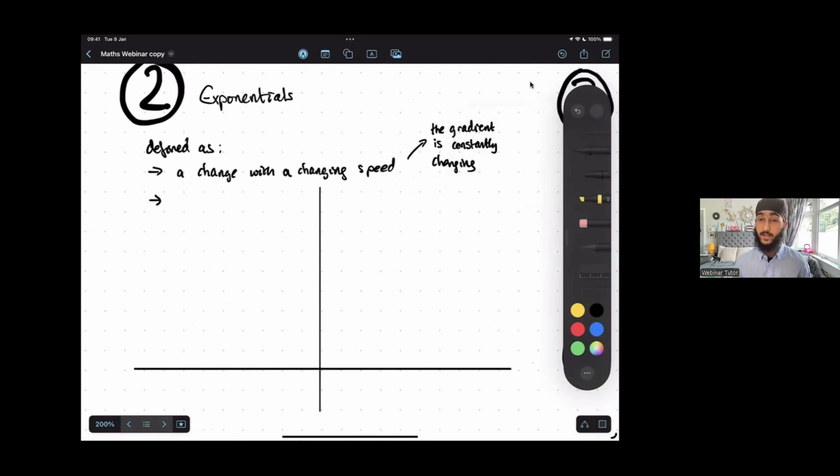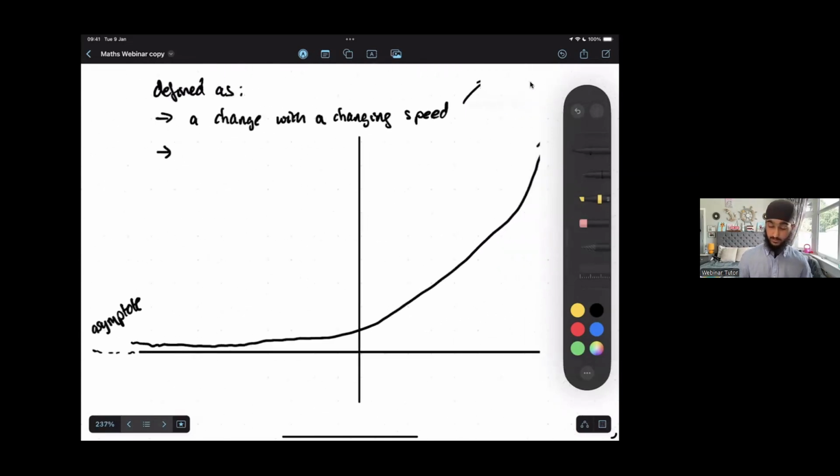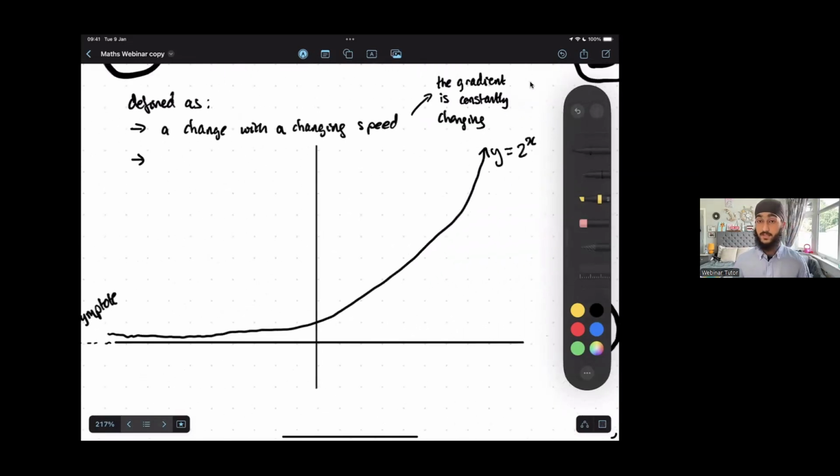So if we take the graph y equals 2 to the x, 2 to the power of x, it looks somewhat like this. As you can see, it starts in the top left quadrant and it asymptotes at 0. What this means is that it approaches 0, but doesn't quite get there. So that is an asymptote. And it then goes towards infinity in the top right quadrant.